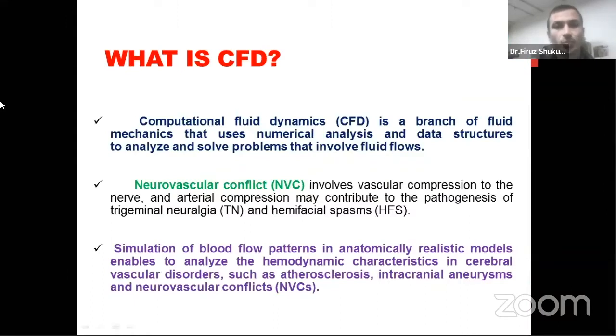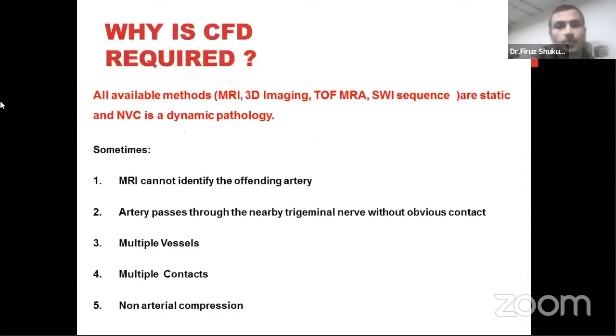So what is CFD? Computational fluid dynamics is a branch of fluid mechanics that uses numerical analysis and data structures to analyze and solve problems that involve fluid flows. Neurovascular conflict involves vascular compression of the nerve, and arterial compression may contribute to the pathogenesis of trigeminal neuralgia and hemifacial spasms. Simulation of blood flow patterns in anatomically realistic models enables us to analyze the hemodynamic characteristics in cerebral vascular disorders, such as intracranial aneurysms, neurovascular conflicts, and atherosclerosis.